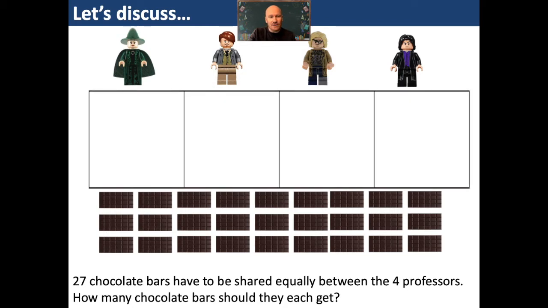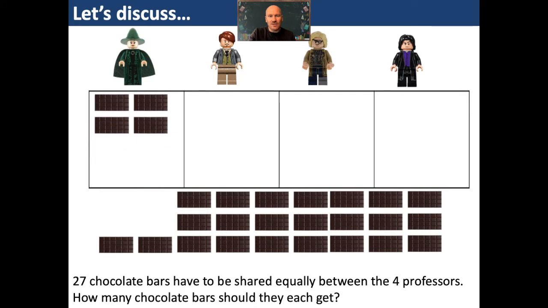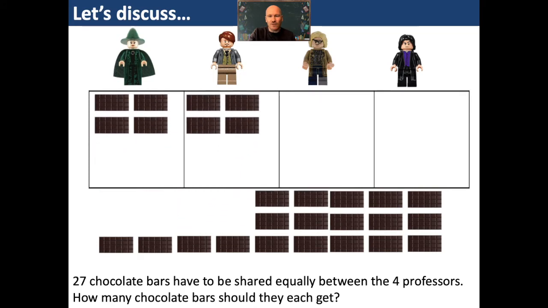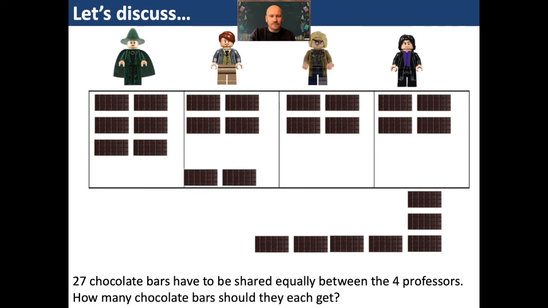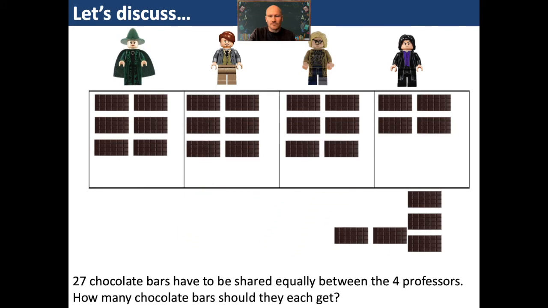The next thing I need to do is make sure they've got equal shares, so I'm going to start sharing out those chocolate bars. Now I could do that one at a time, but that's going to take me quite a while. I can see there that I've got enough to give them at least 4 each. So let's start by sharing out 4. I can see I've still got quite a lot of chocolate bars left. I can now see that I've got enough to give them 2 each. So I've given each of them 6 so far, and I've now got 3 chocolate bars left.